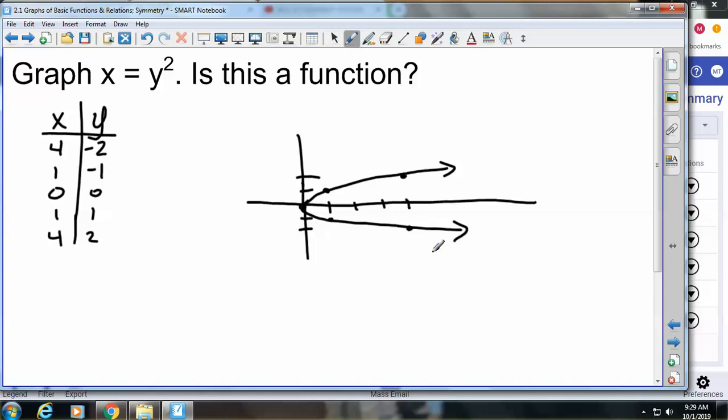So, is that a function? Why? Yes. Look at you go.